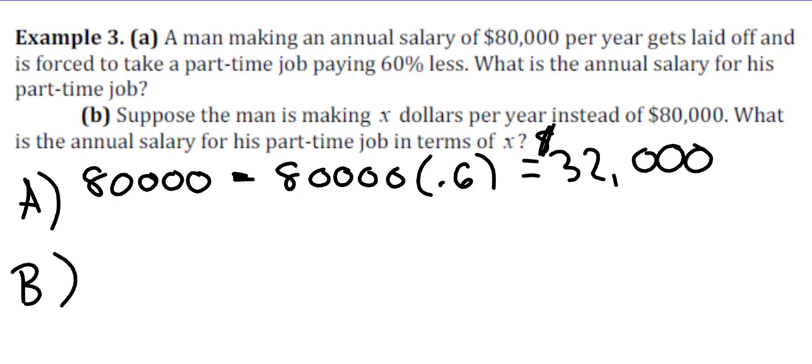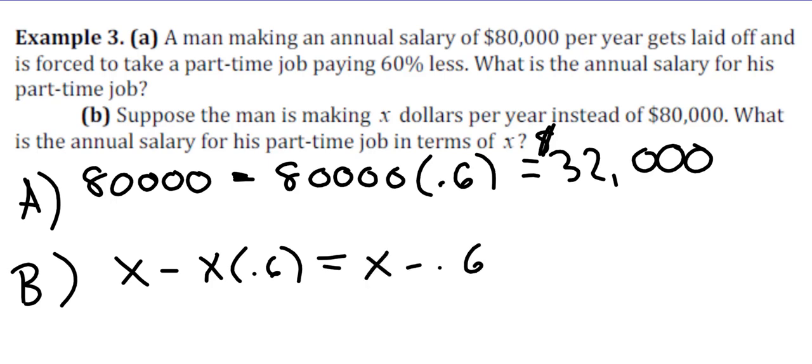Pretty simple because you just did A. So all we're doing here is replacing the 80,000 with an X. So we're going to have X minus X times 0.6. Now we could simplify this a little bit more, and I don't like where I put that 0.6, so I'm going to have X minus 0.6X.